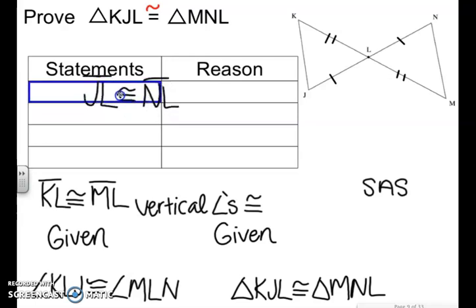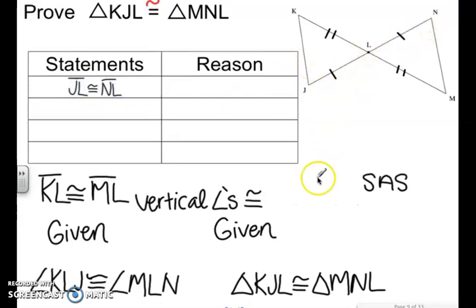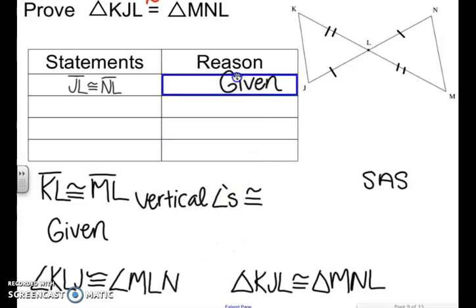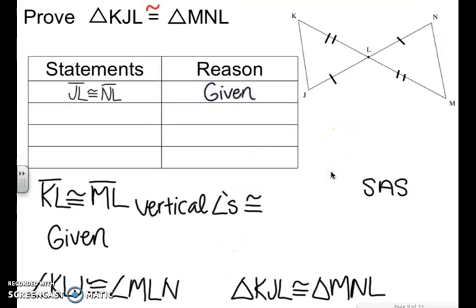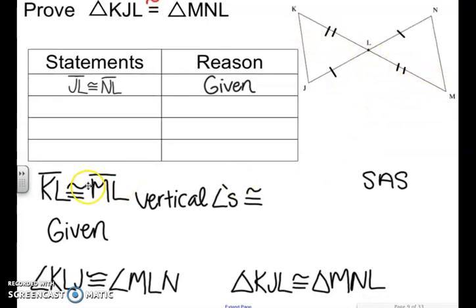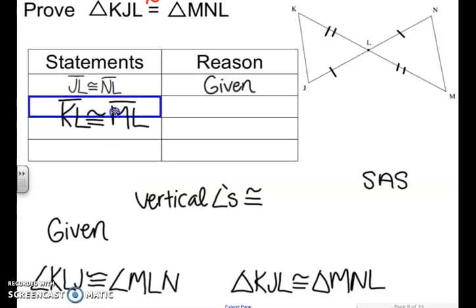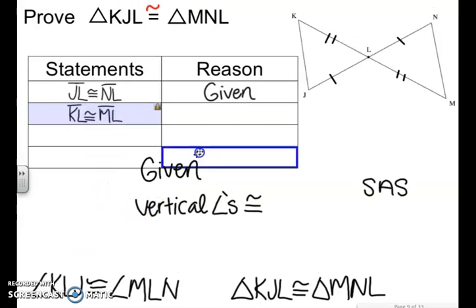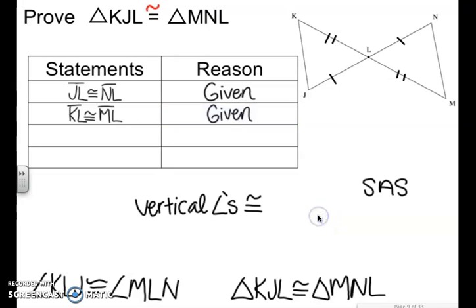All right. So they told me in this picture that JL was congruent to LN. Okay, they gave that information to me, so it's called a given. They also gave you another given. They said KL was the same as LM or ML. So that was another given they gave us. So I'm going to write given. Okay. So notice your givens are always going to go at the top of the page. Okay. They have to give you something, whether it's in writing or whether it's in a picture.